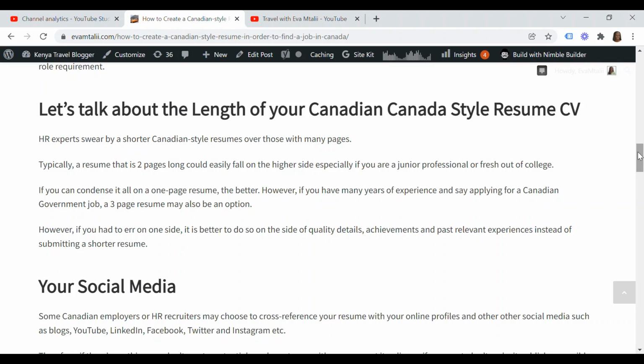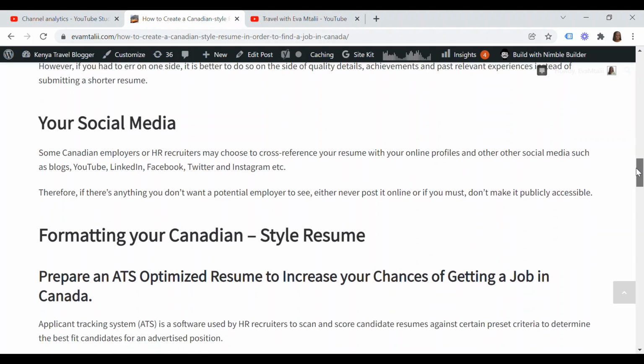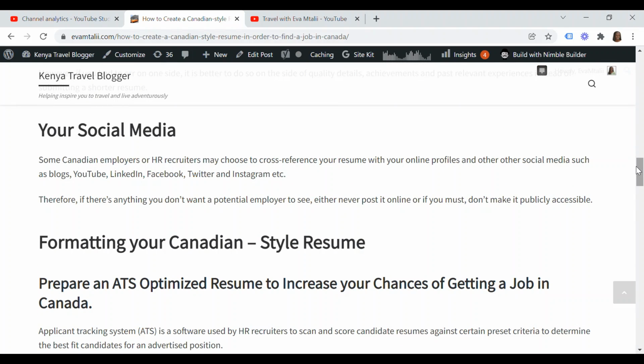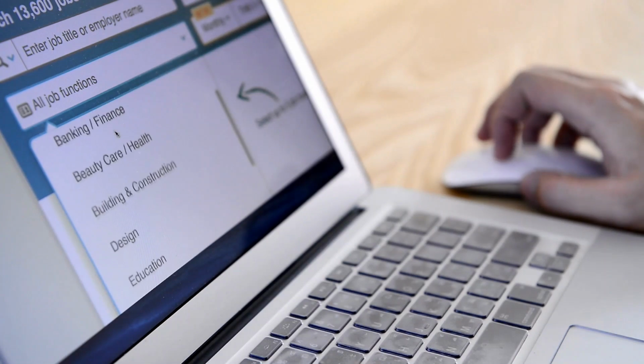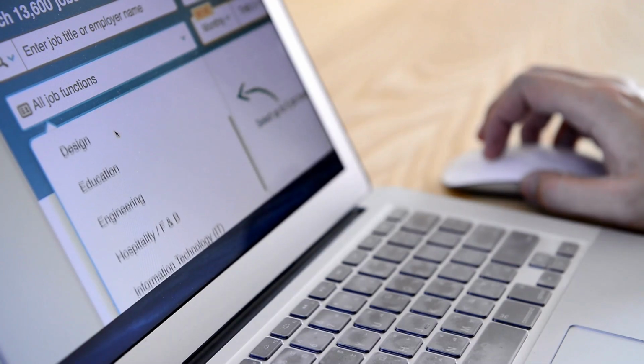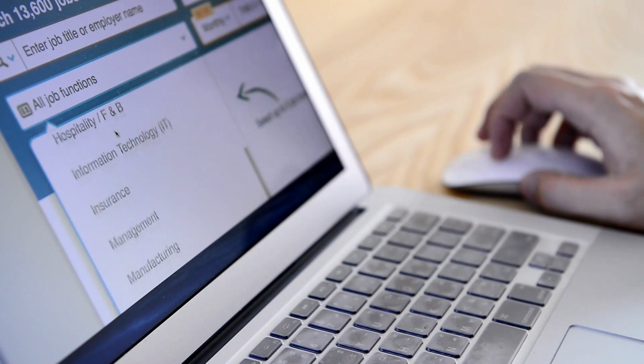And so you should try as much as possible to condense the information that you need to present to your recruiter in one page, unless, of course, it's going to lead to you sacrificing all the important details. But if you really have to go on the higher side, then maybe two pages. But if worst came to the worst and you had to err on one side, it's better to focus on giving quality details, achievements, and past relevant experiences instead of submitting a shorter resume that will sacrifice on this.